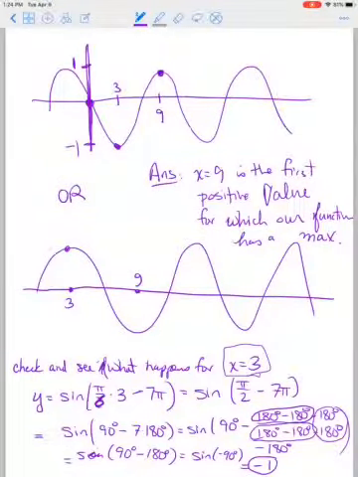maybe our graph looks like this, where first it goes down to 3, and then it comes back up to 9. Sorry, maybe it goes down when we go to 3, and then it has its maximum at 9, or maybe it's reversed, right? Maybe it goes up to a max at 3, and then down to a min at 9.